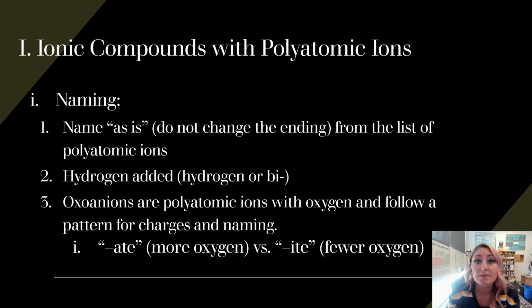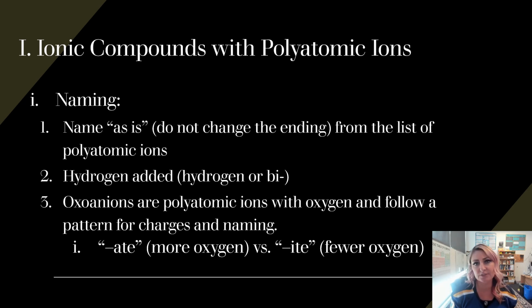We're naming the representative metal as is, just give the name. For a transition metal, we're giving the name and the Roman numeral. Those rules still follow. The only difference is for the polyatomic ion, so keep those rules in mind. We're just talking about what to do with that polyatomic ion, which is a nonmetal. So we name these polyatomic ions as is. Take the name straight off the list, don't change the ending, keep it as is.